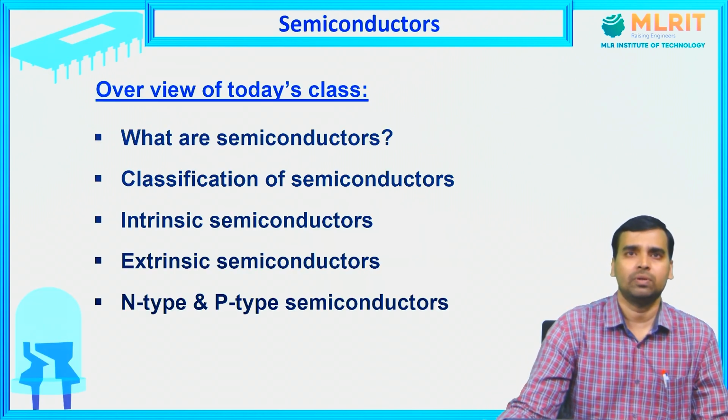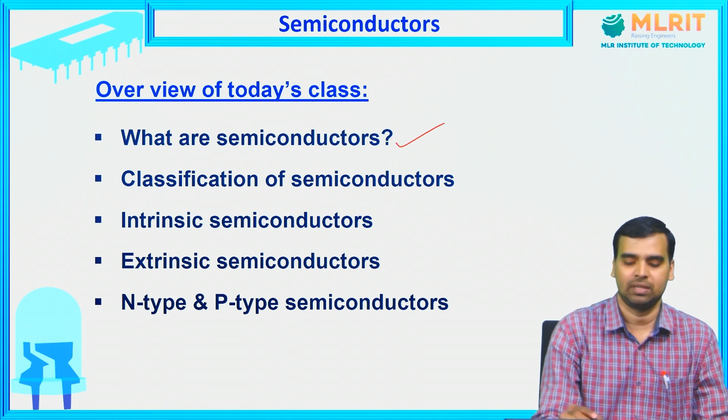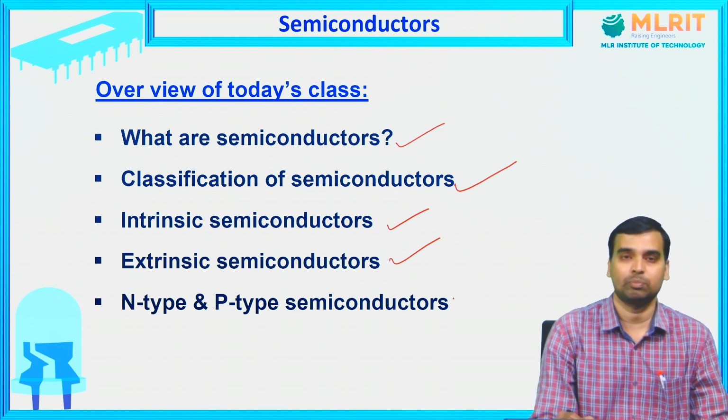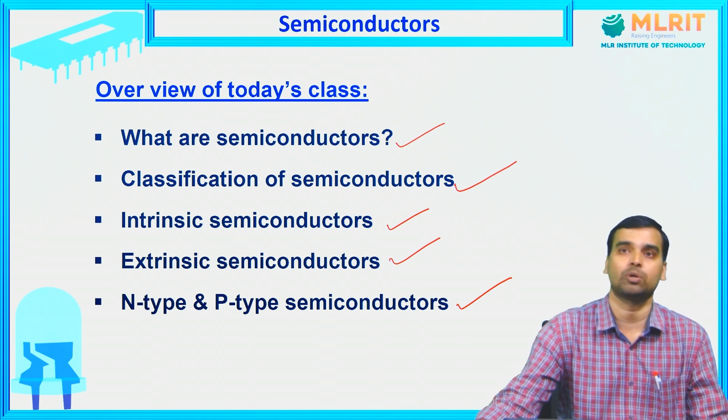In this video, let us see brief details about what semiconductor materials are and the classification of semiconductor materials: intrinsic semiconductors and extrinsic semiconductors. In extrinsic, both N-type and P-type semiconductors. Without delay, let us go to the topics.